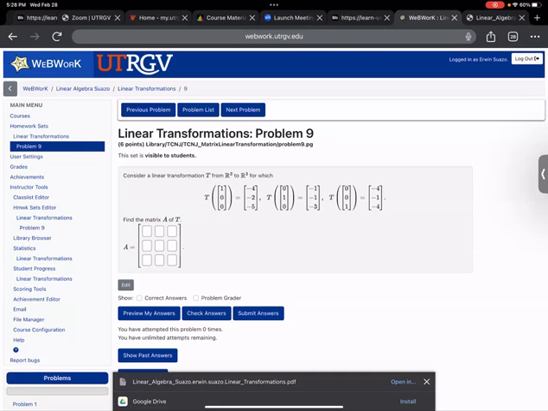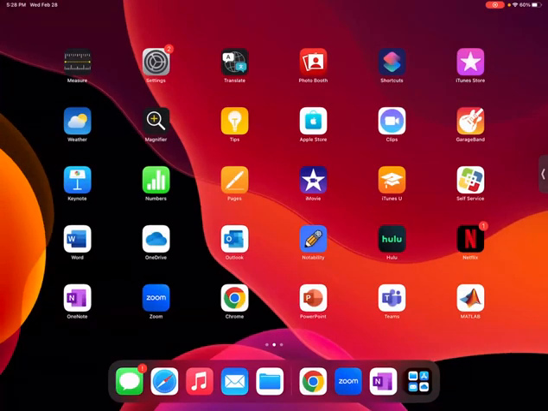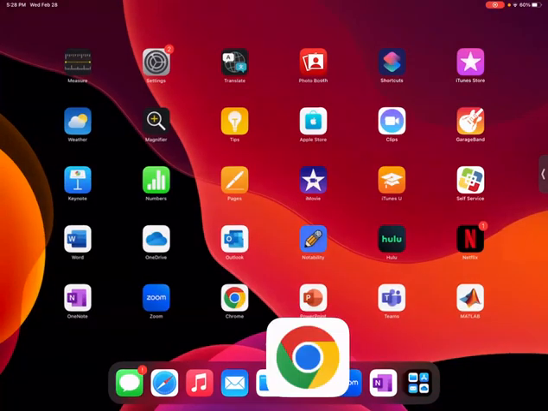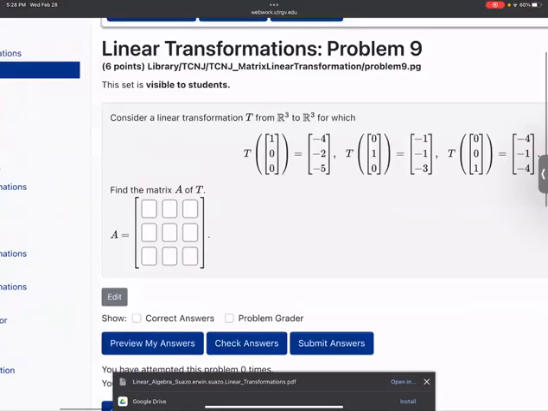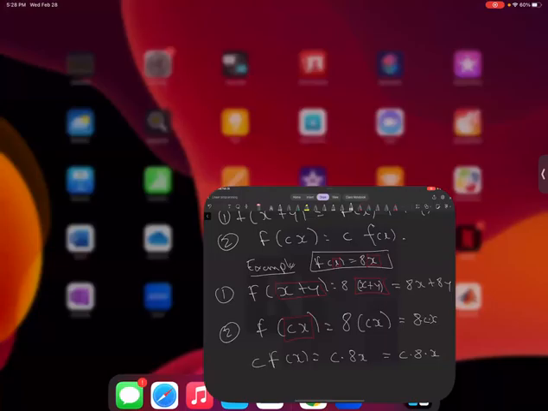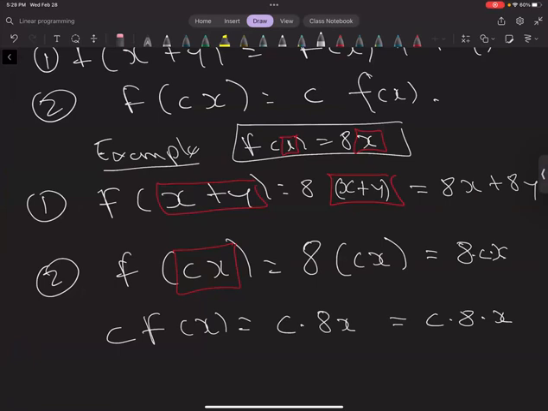So the question is, what is A? Remember, T and A is the same thing. That's the fundamental theorem of linear algebra.